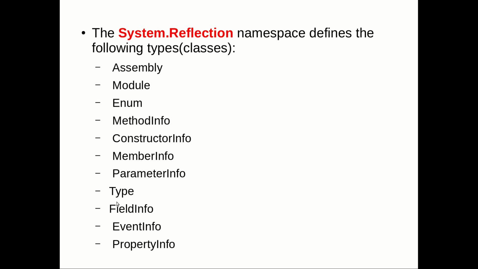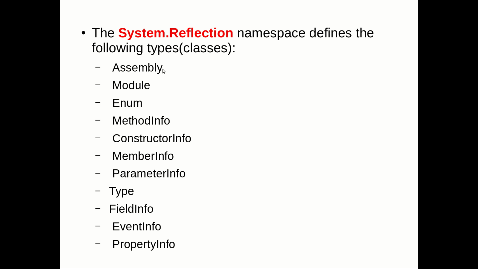Apart from that, I can have FieldInfo for each data member. FieldInfo gives you the metadata about the data member. EventInfo, if you have declared any event inside your class, can be obtained using EventInfo. PropertyInfo, right? Assembly is one of the classes which will give you the metadata that is available inside the assembly.